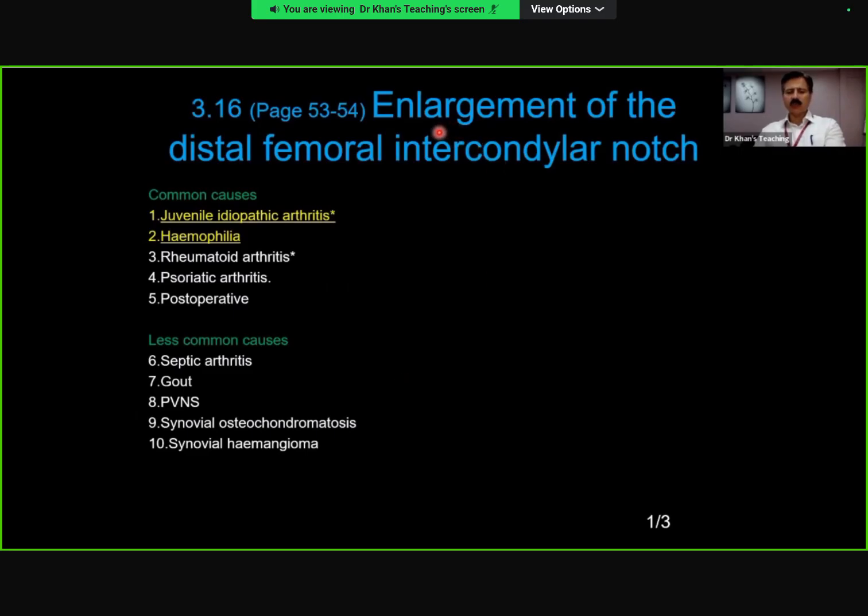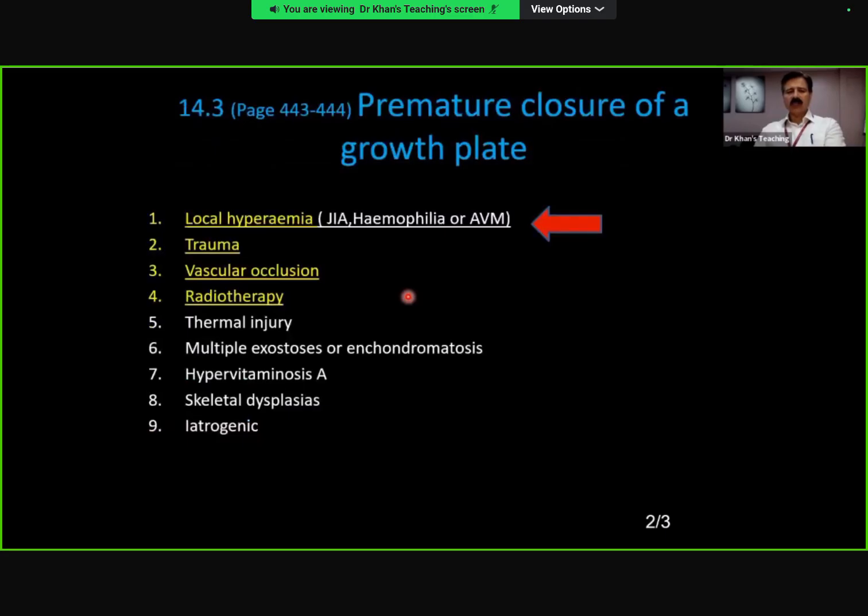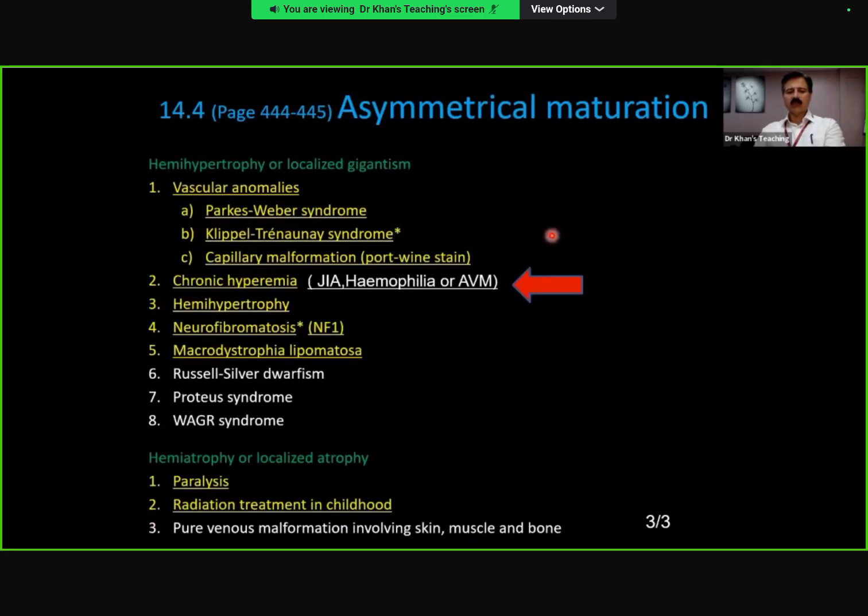Enlargement, this is first differential diagnosis. Enlargement of the distal femoral intercondylar notch, JIA and hemophilia are up there. There can be so many other causes. And this is a differential diagnosis 14.3, premature closure of growth plate and local hyperemia, JIA, hemophilia up there. There is another one, which is asymmetrical maturation, 14.4. And again, chronic hyperemia, as in JIA and hemophilia, is there.